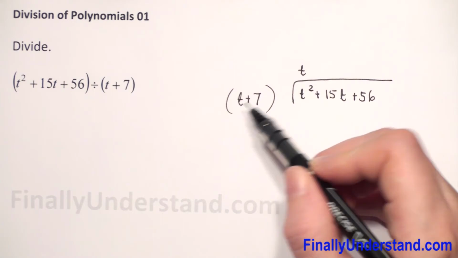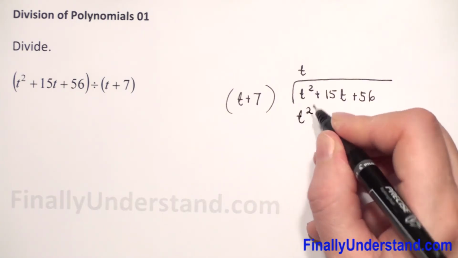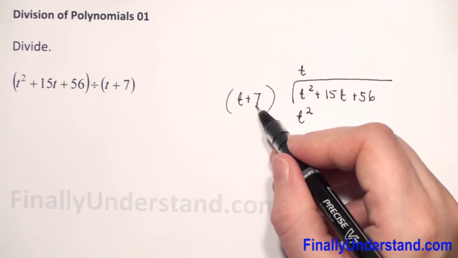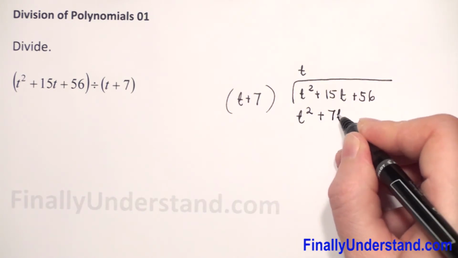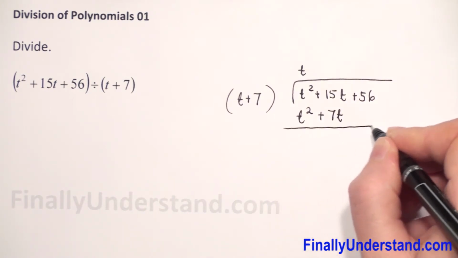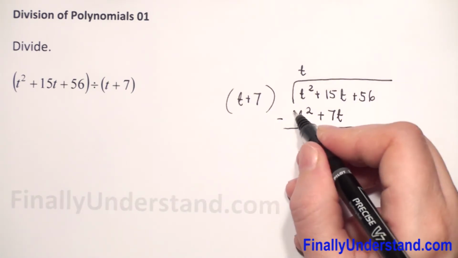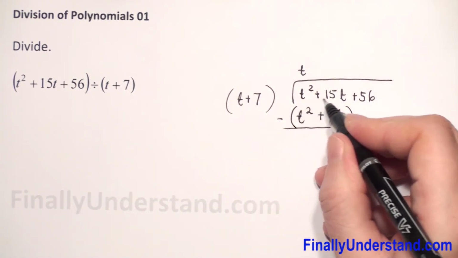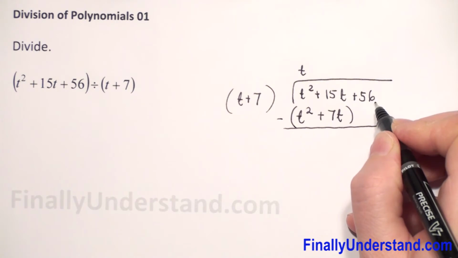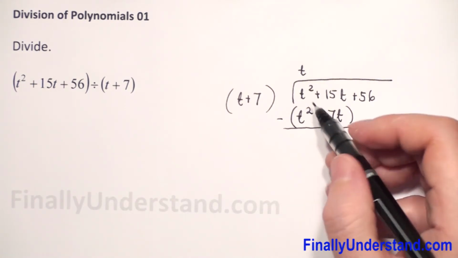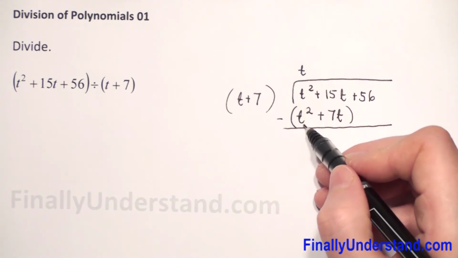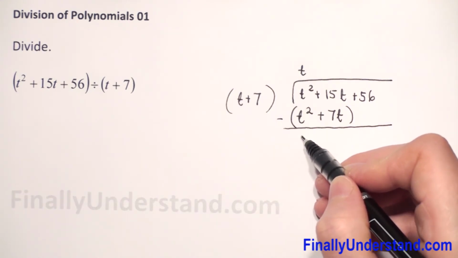So t times t is t squared. t times 7 is 7t. Positive 7t we have now. We have to underline, and we have to subtract from our polynomial, which we have at the beginning, what we got from multiplication. So we have t squared minus t squared is 0. We don't have to write it.